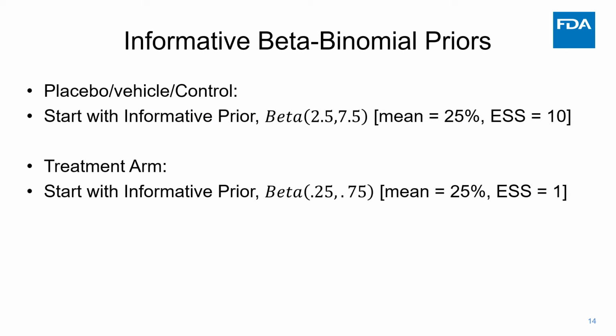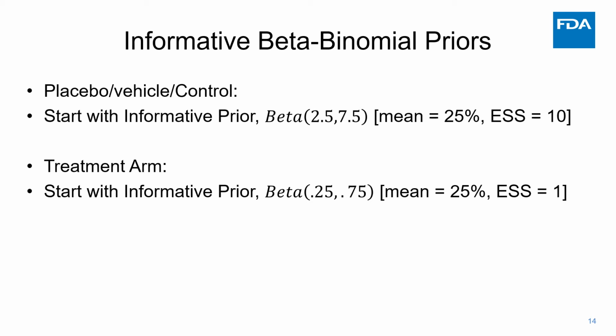The informative beta binomial priors. So we started our example with mean 25%, ESS 10. And since we chose ESS 10, that means alpha 2.5 and beta 7.5.